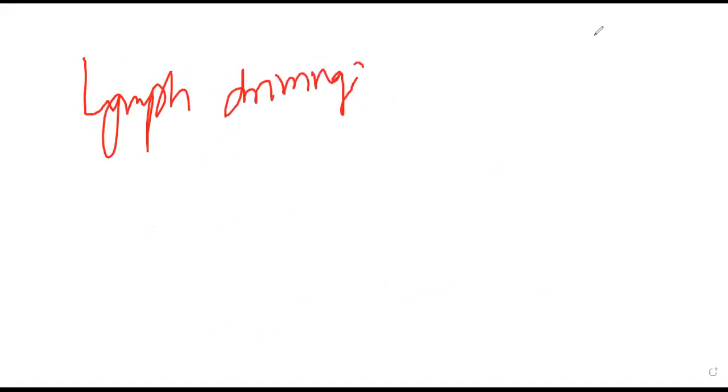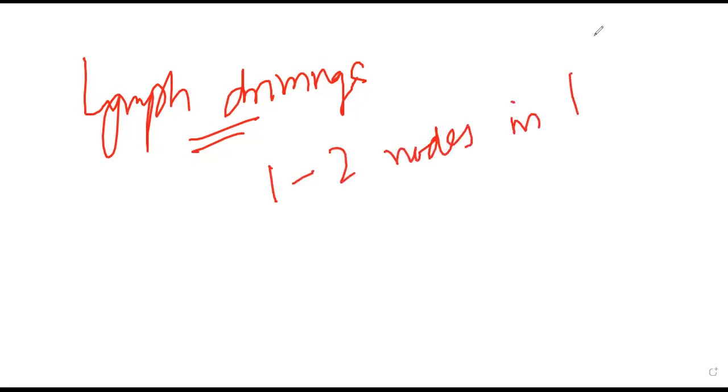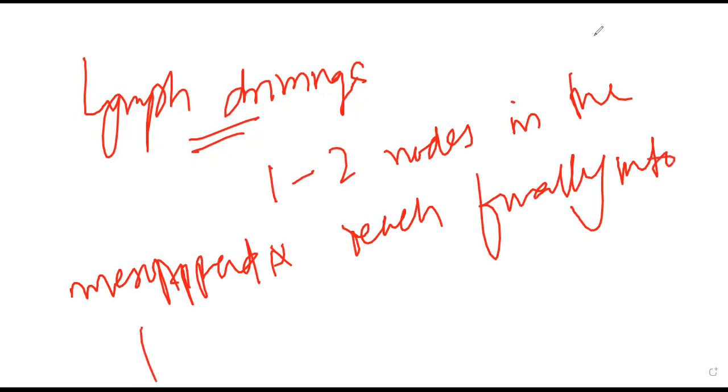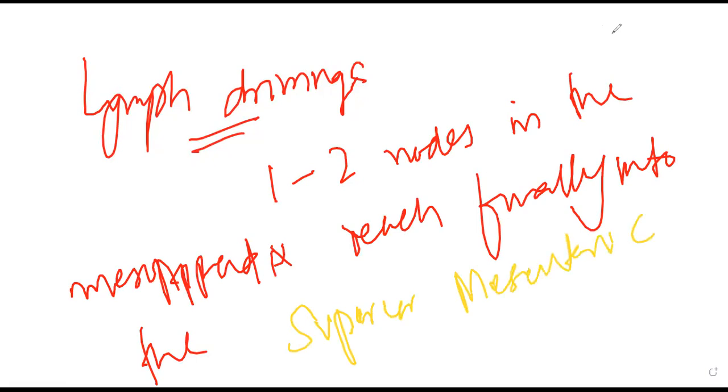Now we come to the lymph drainage. One or two nodes in the mesoappendix finally reach the superior mesenteric node. So you should know the superior mesenteric node.